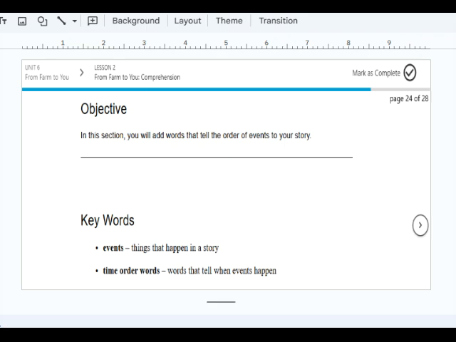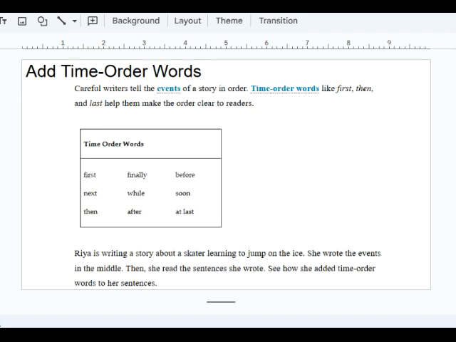In this section, you will add words that tell the order of events to your story. So now we're in lesson 2. Events, remember, those are the things that happen in a story. And time order words, those are the words that tell when the events happen. Careful writers tell the events of a story in order. Time order words like first, then, and last help them make the order clear to readers. Here are those time order words again for you to review. You can use these exact same words in your writing.